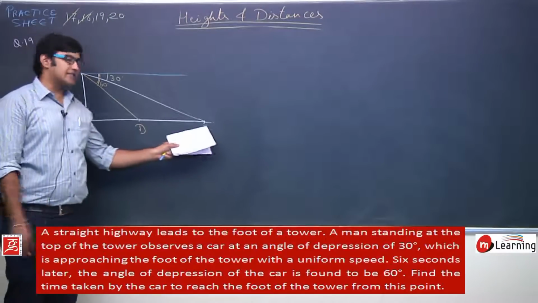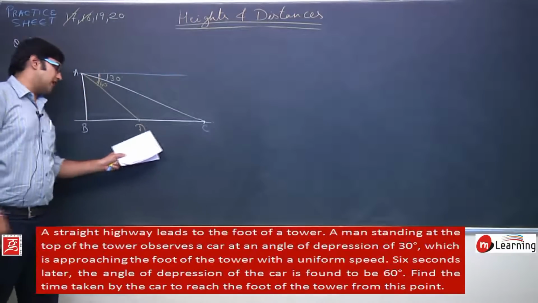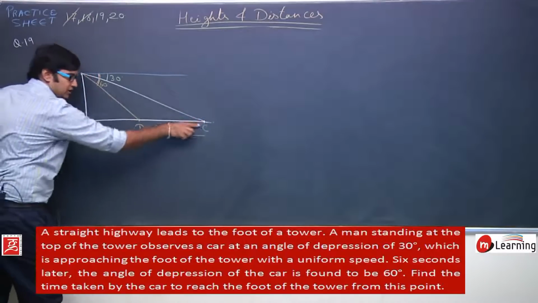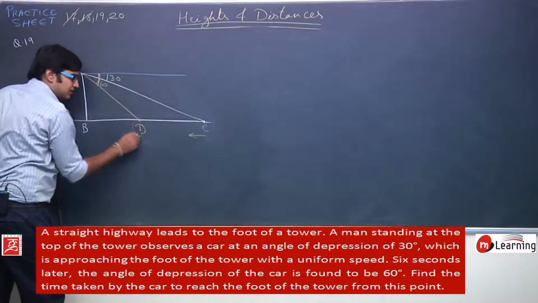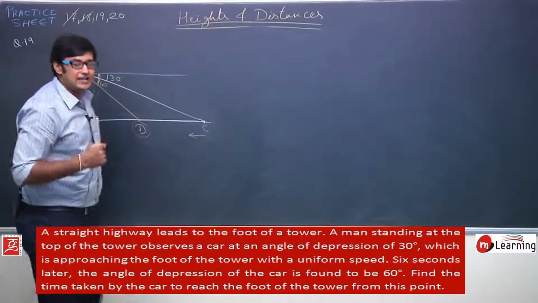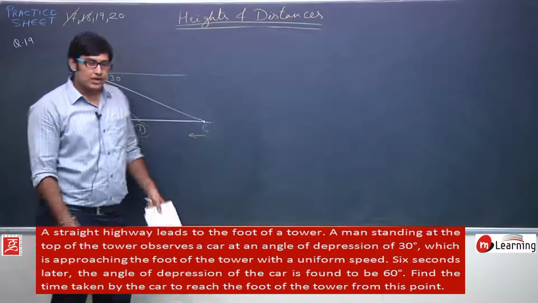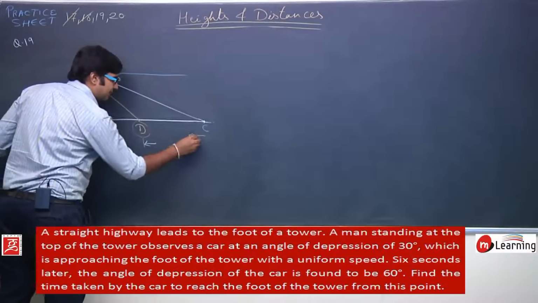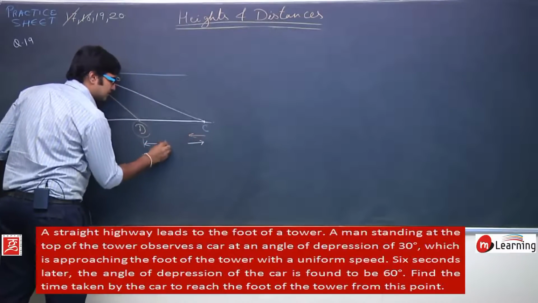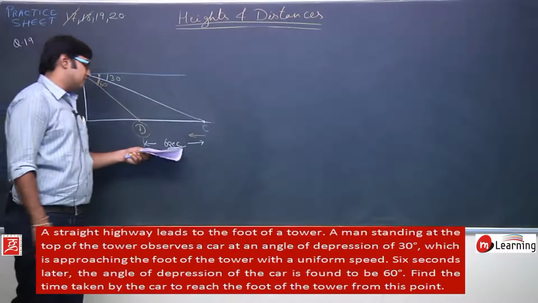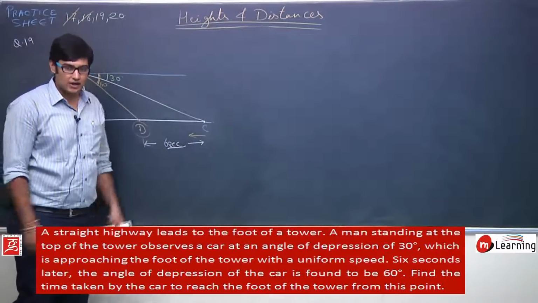Okay, the car is initially at point C, it approached the tower in this direction, and from this point, the car is now at this D point. So the angle of depression becomes 60 degrees. Okay, that is just double, and this much distance is travelled in just 6 seconds. In just 6 seconds, this much is the distance travelled by the car.